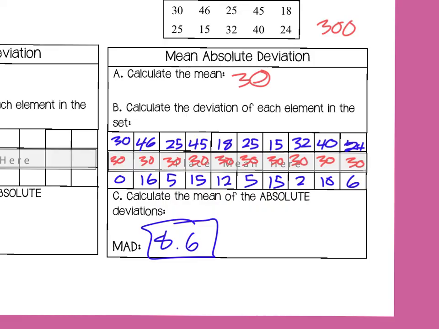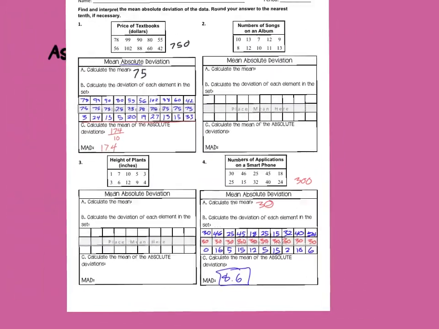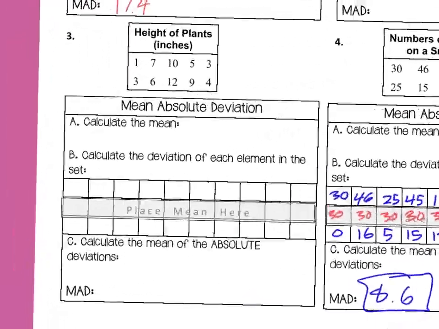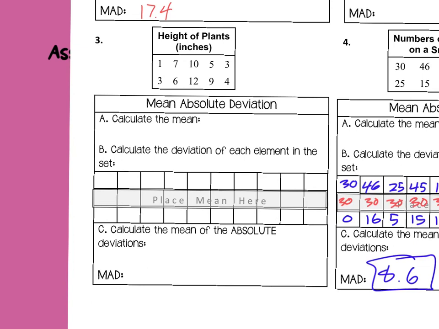All right, guys, for your assignment, I would like you to try that on number 2 and number 3. Give those a try. See if you can find the mean absolute deviation of each of those. Just to give a little bit more clarification, number 2 and number 3 are your assignment for today.